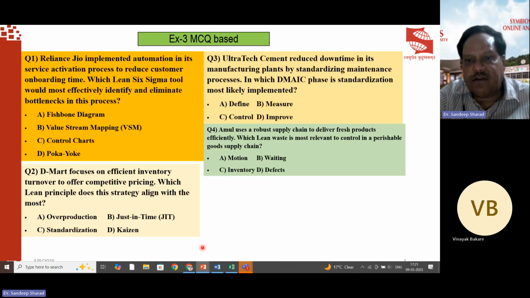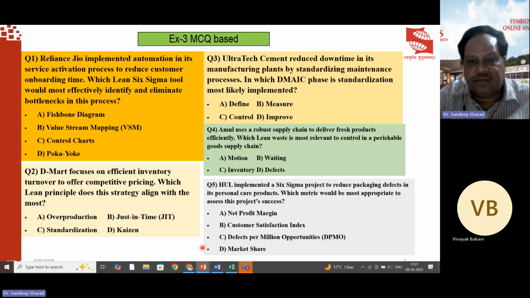Amul uses a robust supply chain to deliver fresh products efficiently. Which lean waste is most relevant to control in the perishable goods supply chain? Motion, waiting, inventory, and defects. So robust supply chain to deliver fresh products efficiently. So inventory is the correct answer.